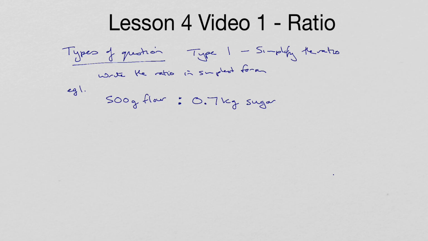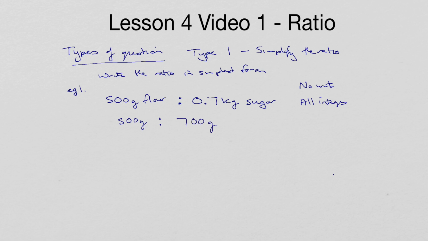So they ask you to write the ratio in simplest form, and we've got 500 grams of flour and 0.7 kilograms of sugar. Now, ratios in simplest form have no units, and they are integers. So that's pretty much the only requirement. A ratio is a comparison of two of the same things. So if we've got 500 grams of flour, I'm going to make them both grams, and I'll make this one into grams as well, so that's 700 grams.